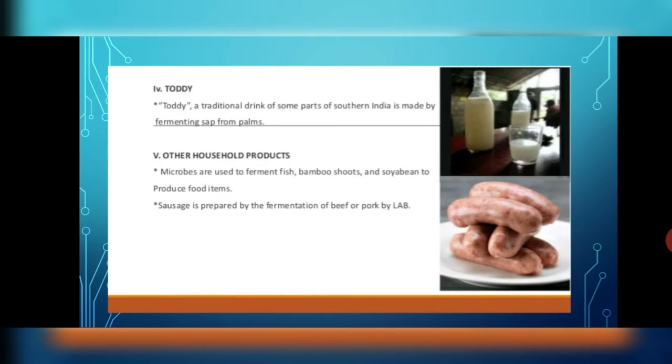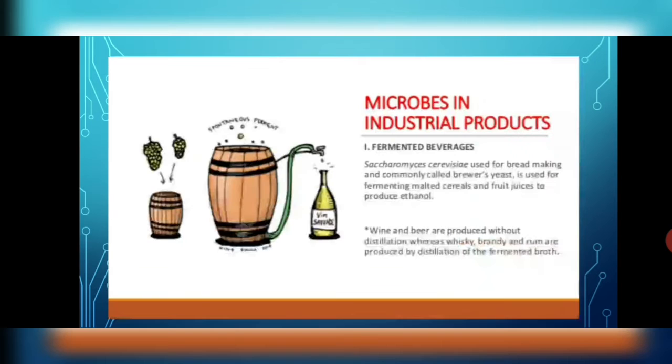Apart from that, in the southern part of India, there is a traditional drink called toddy. It is prepared from the sap of palm trees by fermentation. For this also we use microorganisms. Apart from that, to ferment fish, bamboo shoots, soya bean and various other food items, and for the preparation of sausages, etc., microbes are also used.